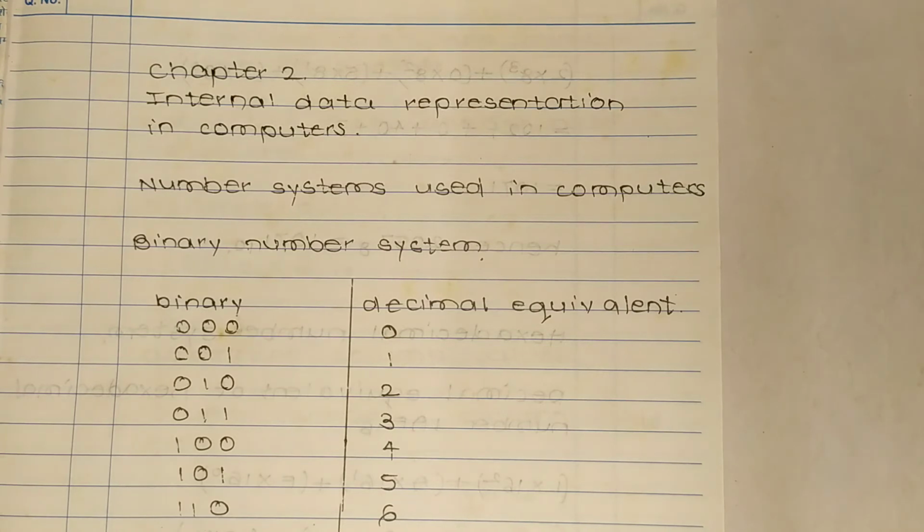Each position represents a specific power of the base 10. For example, the decimal number 2586, written as 2586 to the base 10, consists of digit 6 in the unit position, 8 in the tens position, 5 in the hundreds position and 2 in the thousands position, and its value can be written as 2 into 10 raised to 3 plus 5 into 10 raised to 2 plus 8 into 10 raised to 1. So this is basically about the decimal number system.